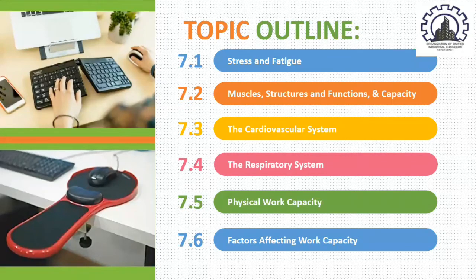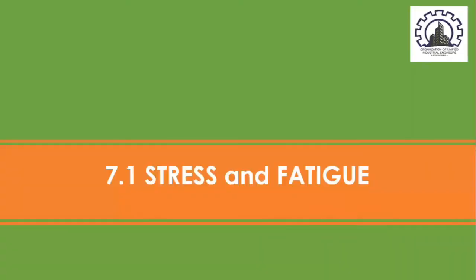First, we will be discussing stress and fatigue. Second, muscles, structures and functions, and capacity. Third, we have the cardiovascular system. Fourth, the respiratory system. Fifth, the physical work capacity. And finally, we have factors affecting work capacity. Now, at this point, we will be discussing first stress and fatigue.